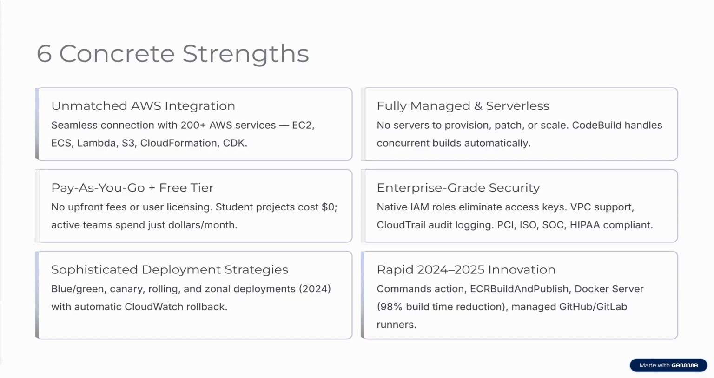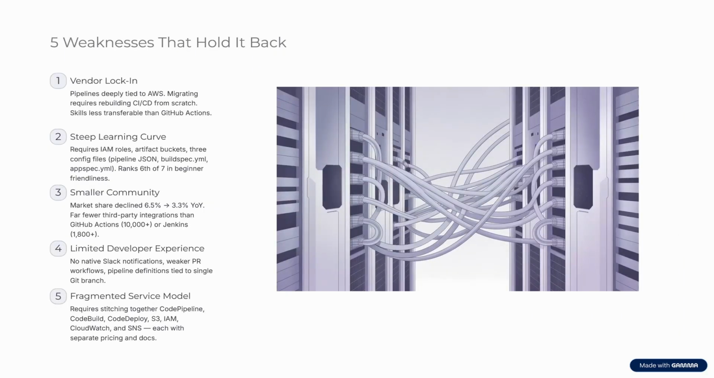AWS has many clear strengths that help separate it from other platforms. Its services are extensive and integrate extremely well with the AWS ecosystem. They are fully managed and serverless. The pricing model is accessible because it is pay-as-you-go and also includes a free tier, and the platform provides strong security by default. Even with those strengths, AWS CI/CD also has some important weaknesses to note.